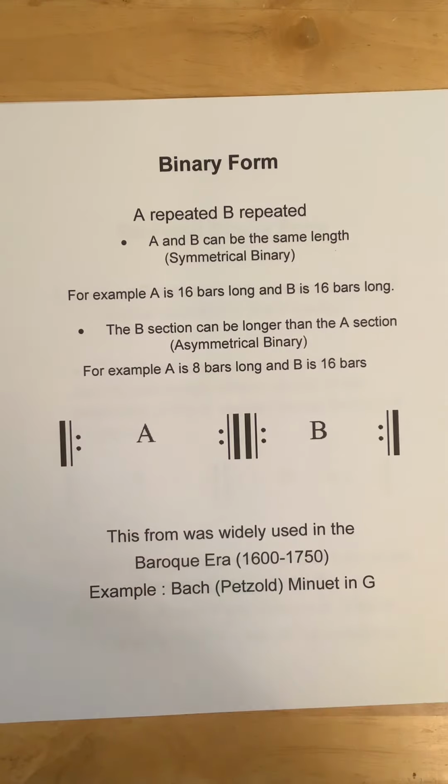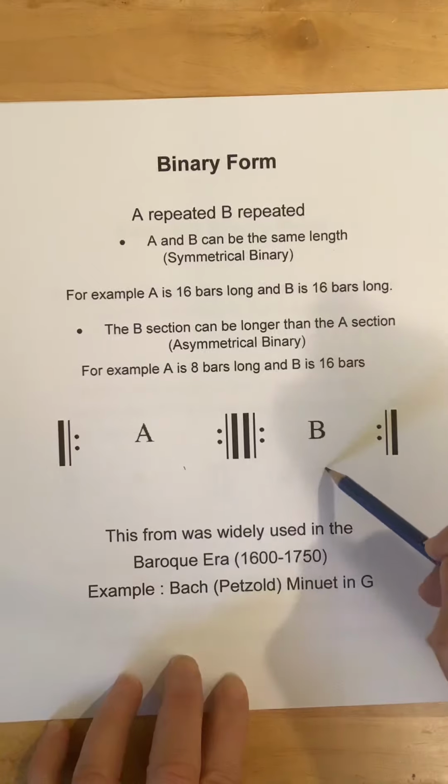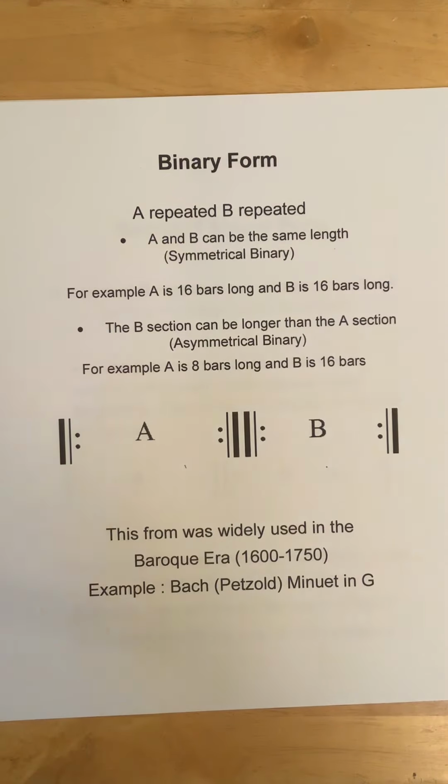Binary form is simply A repeated, B repeated. It was widely used in the Baroque era, like the Minuet in G, which used to be attributed to Bach, but really was written by Christian Petzold. There's a whole story behind that, but anyway, it's a very well-known minuet. It is A repeated, B repeated, and it is called binary form.